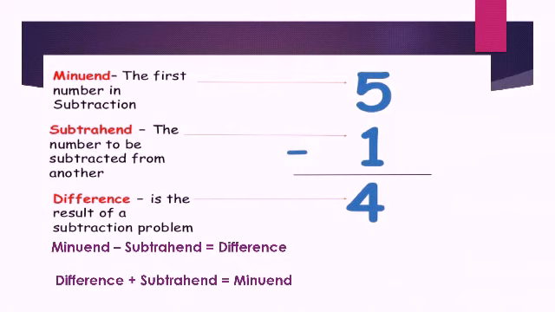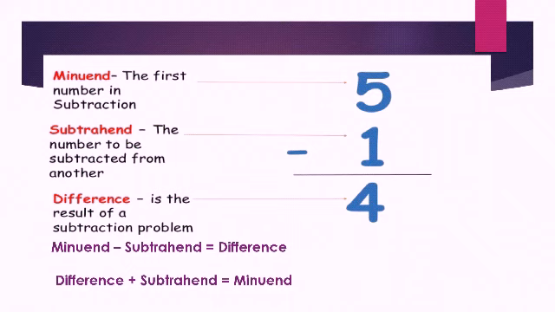The first number in subtraction. That means when we subtract the smaller number from the greater number. Always remember, when we subtract, we can only subtract the smaller number from the greater number. So the greater number in the subtraction, that is the first number, is known as minuend. The smaller number in the subtraction, which is being subtracted, is known as the subtrahend.